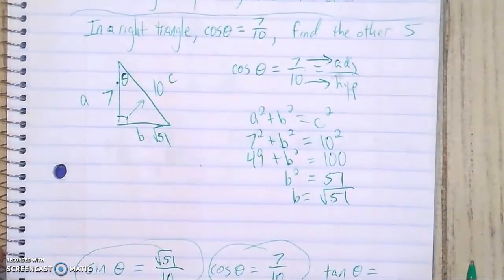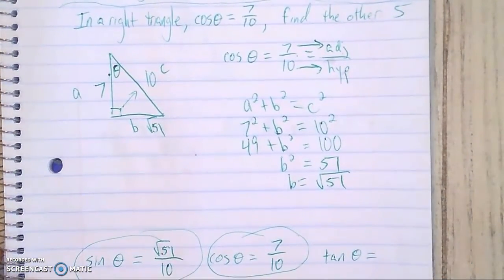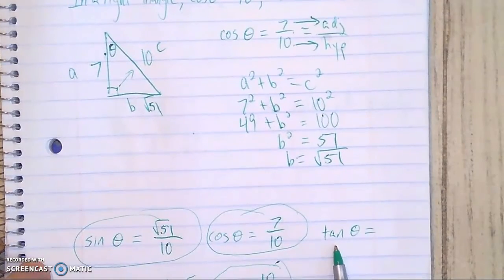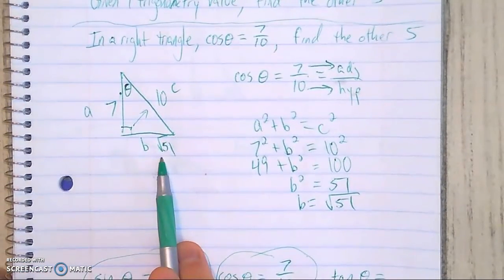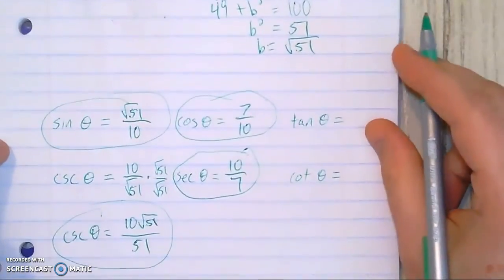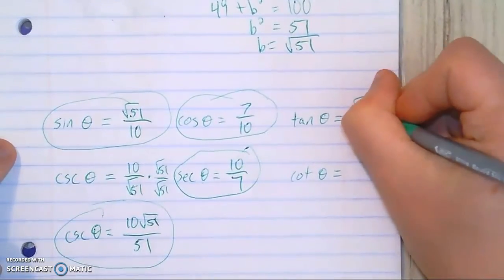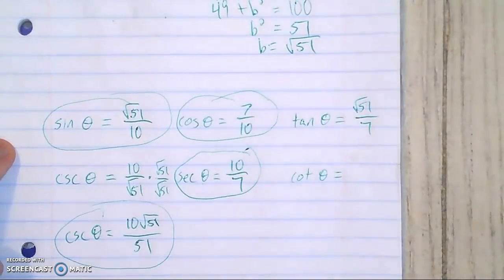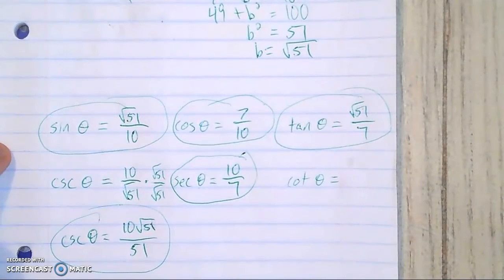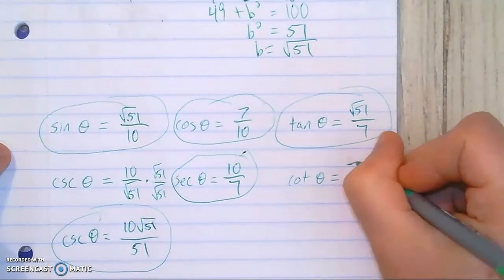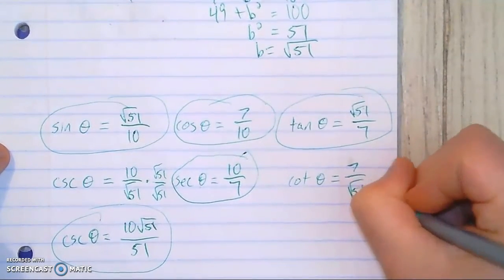So come on back up here, think SOHCAHTOA. For tangent, I'm looking for opposite over adjacent. And that's opposite, radical 51, over adjacent, 7. So the tangent is radical 51 over 7. Again, radical in top means that works, so I'm all good on the tangent. Now the cotangent is the reciprocal. It's 7 over radical 51.